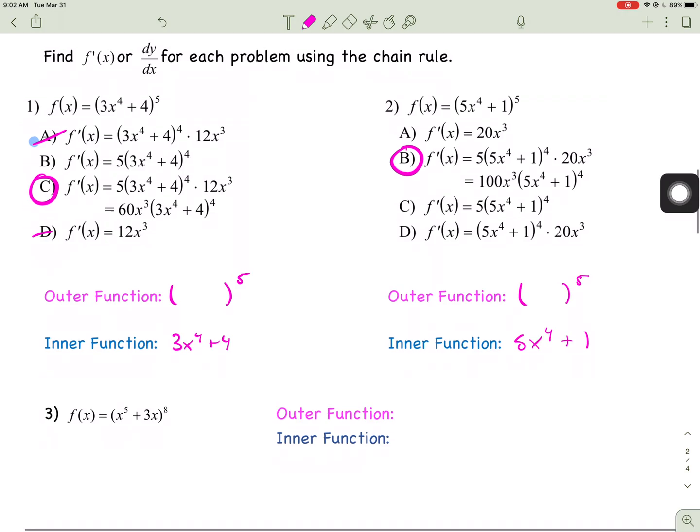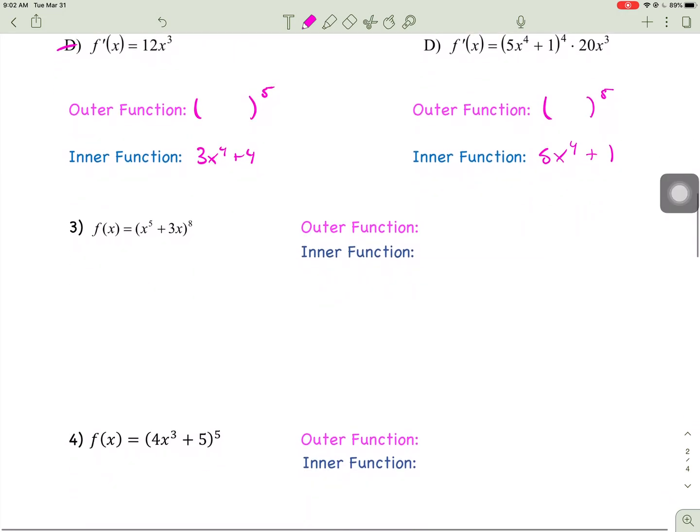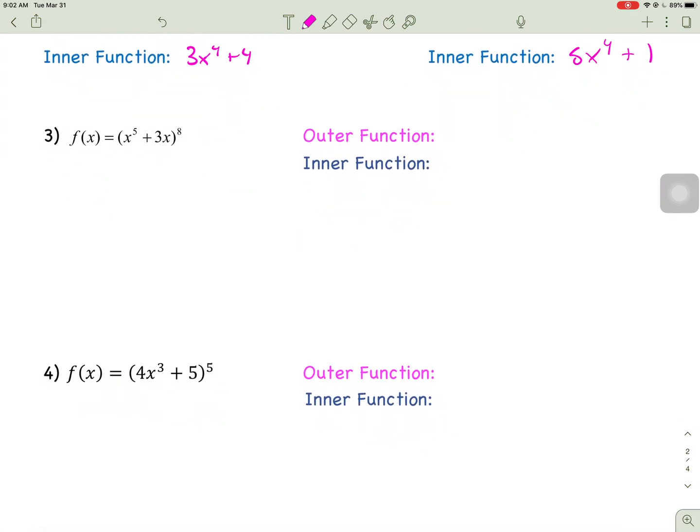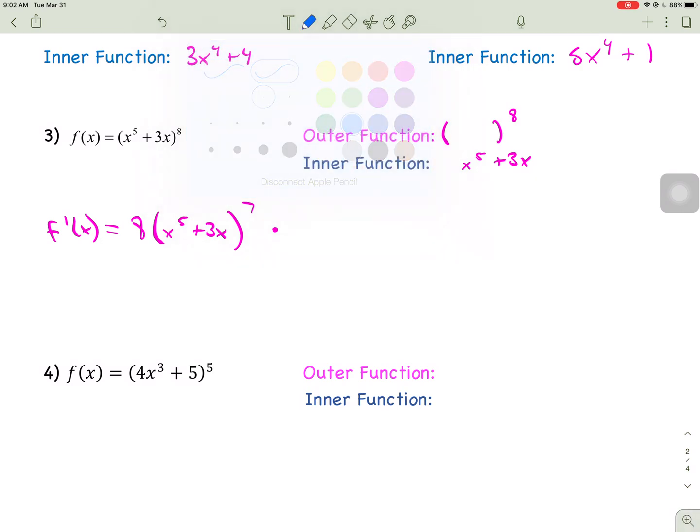All right, now let's try it without multiple choice. Let's see how we handle these. So the outer function is something to the eighth. The inner function is x to the fifth plus 3x. So derivative of the outside, 8 parentheses, x to the 5th plus 3x, decrease the power by 1, times the derivative of the inner function, 5x to the 4th plus 3.